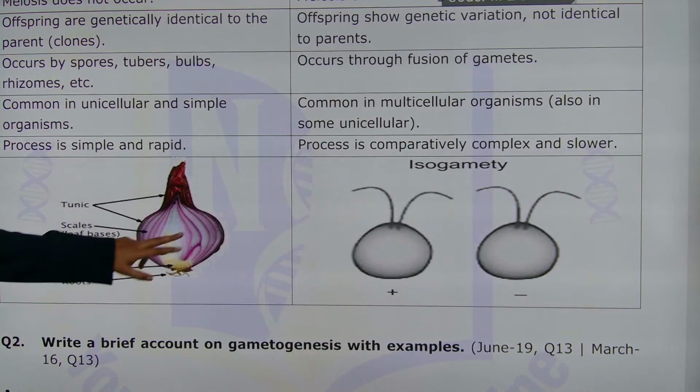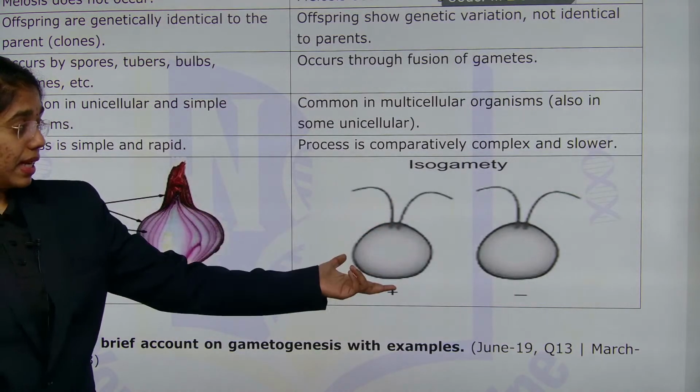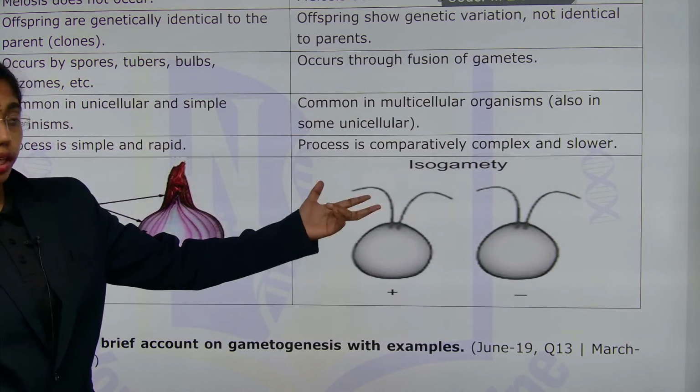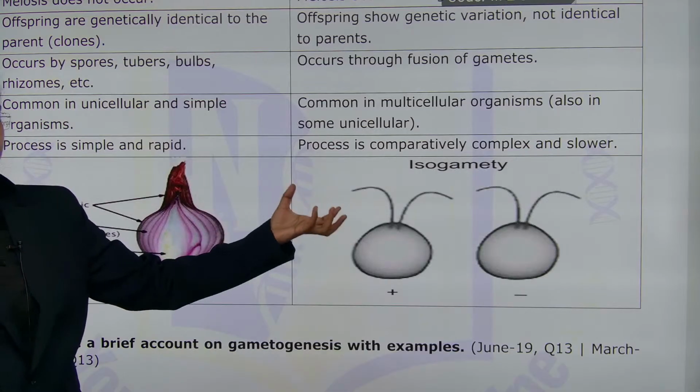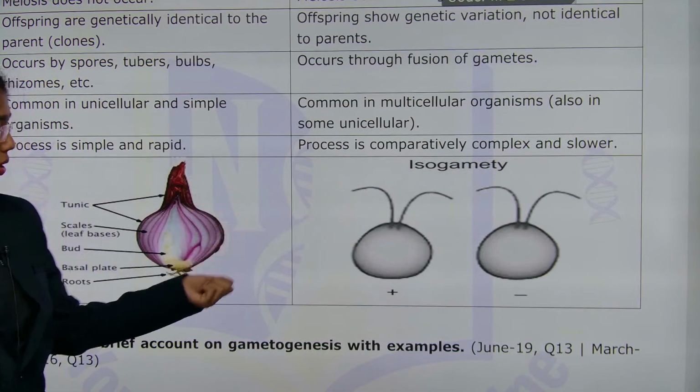Fine, right? So, isogamy: two gametes are similar in their morphology, structure and physiology. Those two gametes are taken. For example, Chlamydomonas.